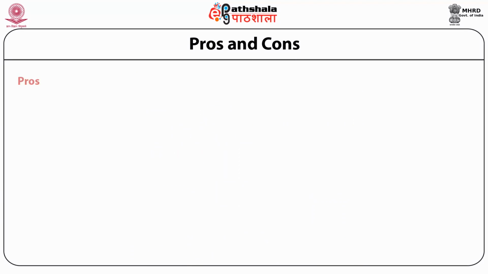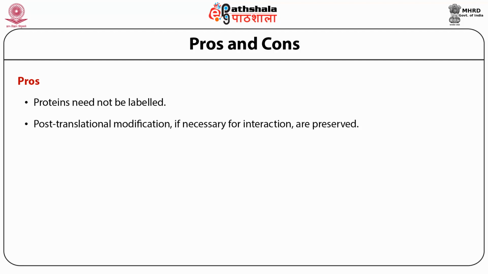But the major advantage of this method is the proteins don't need to be labeled. Remember, in functional microarray, you need to label the protein. Here, you don't need to label the protein. And if you're expressing the protein in the same cell where you're studying, say a yeast protein is being expressed in yeast, then the post-translational modifications will be retained. So if post-translational modifications are necessary, then that interaction will be preserved. And finally, the dynamic nature of the interaction can be probed.